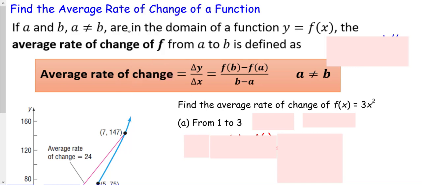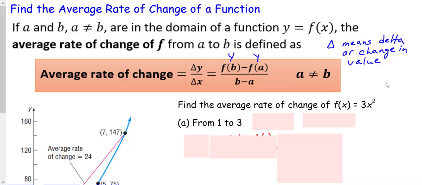And if you notice, f of b is really the y value for the function, and f of a is a y value for the function. So what you're really doing is solving for slope. So the average rate of change is slope. And we know a cannot equal b because then our bottom value would be 0, and we can't have that. The triangle is a symbol that means delta, or the change in value.